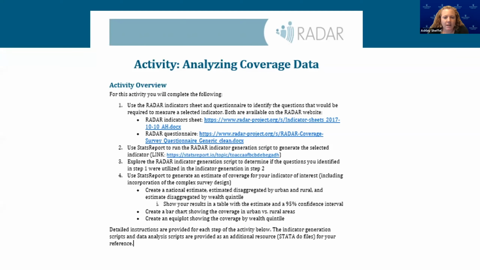And then finally, you're going to be able to use Stats Report to actually generate an estimate of coverage for your indicator of interest using the complex survey design. And you'll be able to create a national estimate. You'll be able to create an estimate disaggregated by urbanicity and disaggregated by wealth quintile. And then you'll also be able to create a couple of charts, a bar chart disaggregated by urban rural, and an equiplot as well, disaggregated by wealth quintile.